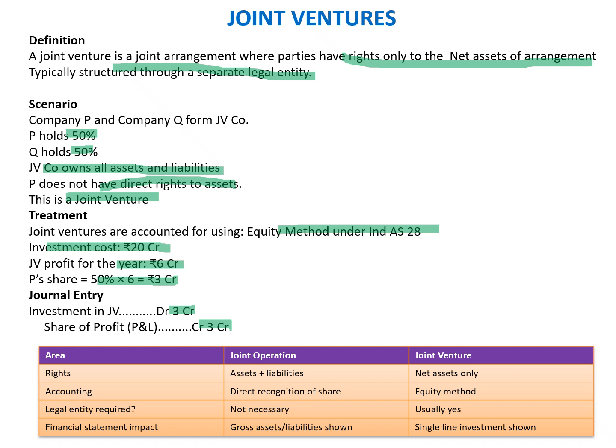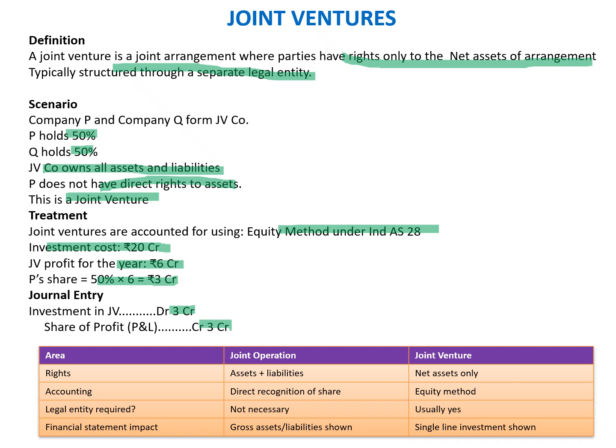So we are now clear on the concept of joint arrangement, joint control, joint operations, and joint ventures. We'll try to again summarize a quick bifurcation or the differences between joint operations and joint venture.